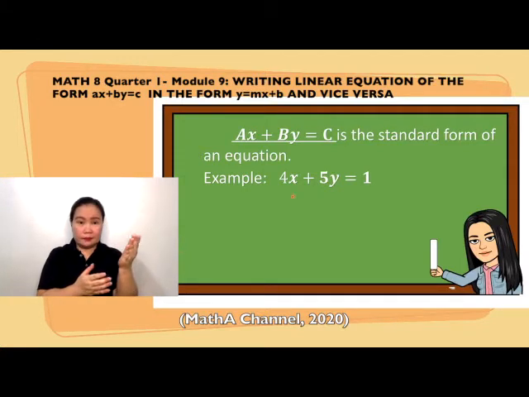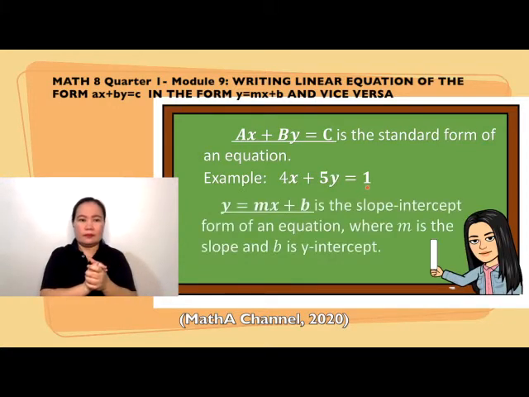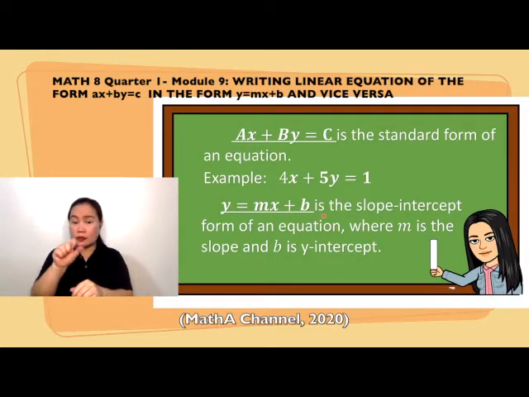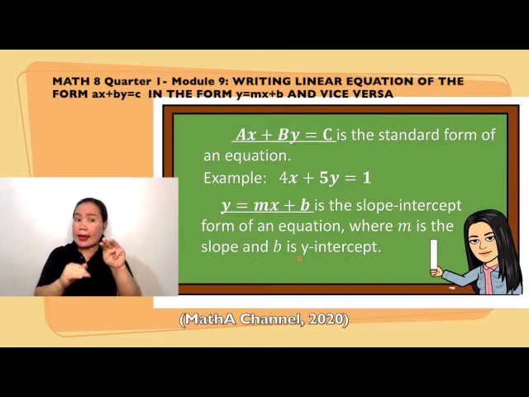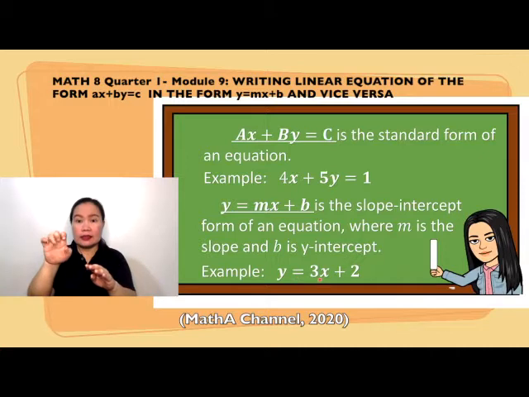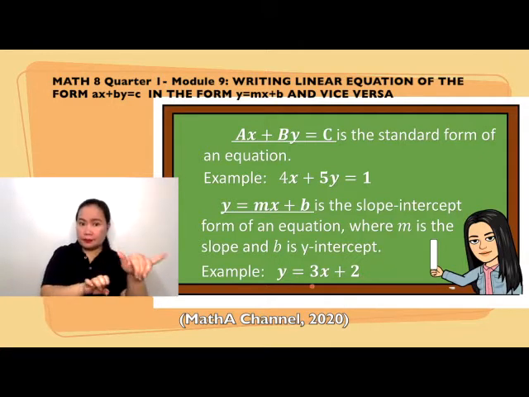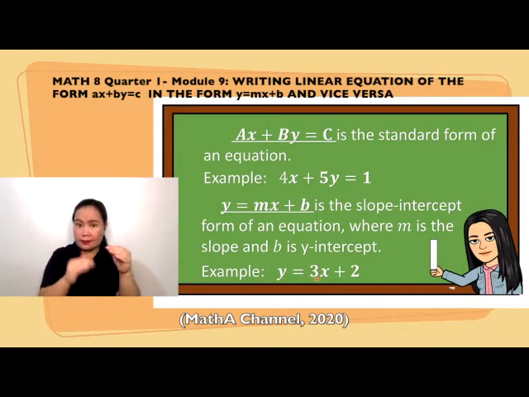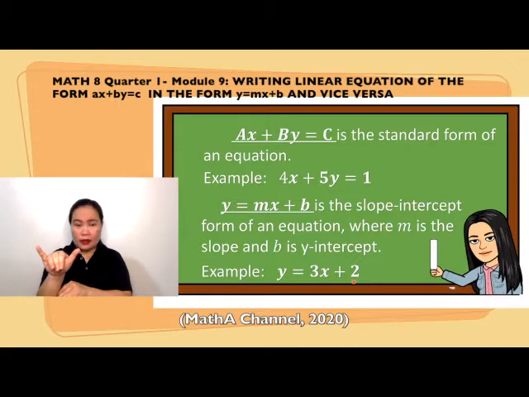In the given example, our a is equal to 4, our b is equal to 5, and c is equal to 1. Y equals mx plus b is the slope-intercept form of an equation, where m is the slope and b is the y-intercept. Example, y equals 3x plus 2. In the given example, our slope, or m, is equal to 3, and our y-intercept, or b, is equal to 2.